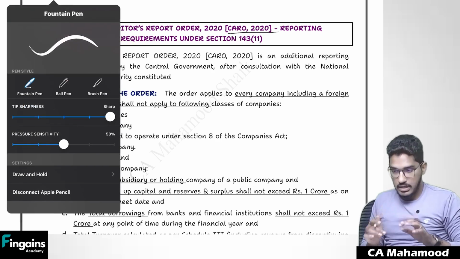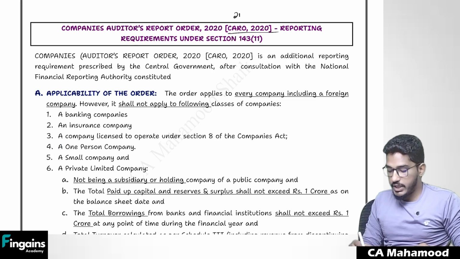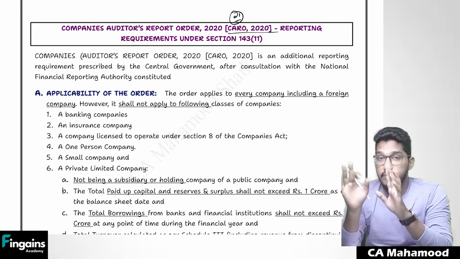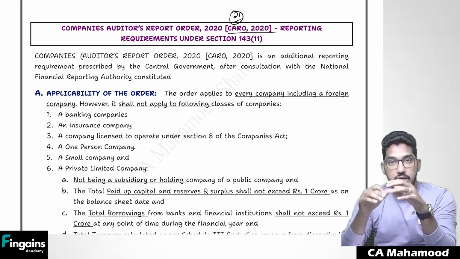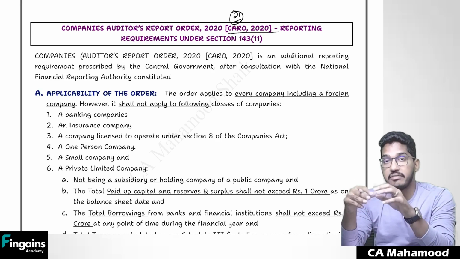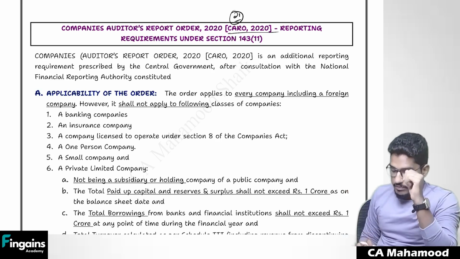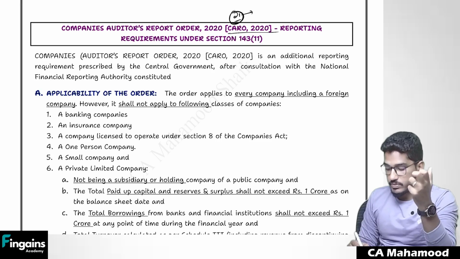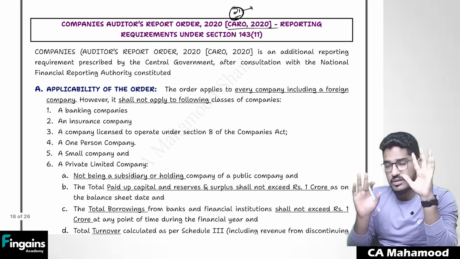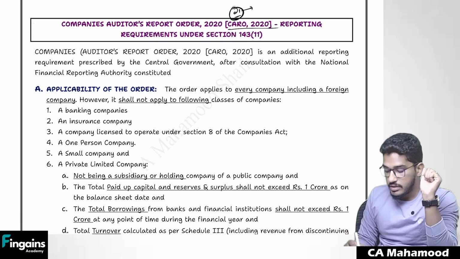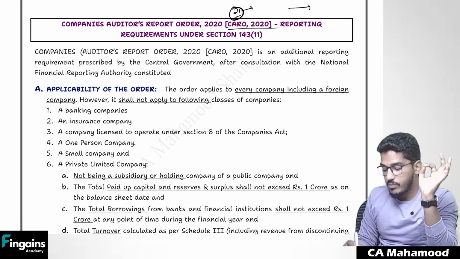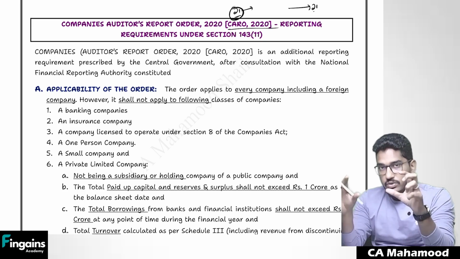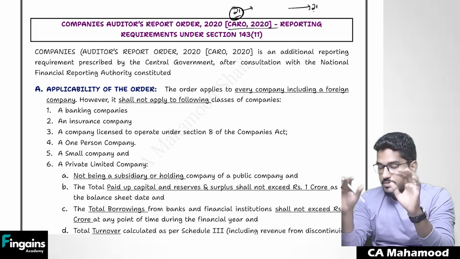Now, under this CARO, there are a total of 21 matters. Regarding 21 matters, we are required to report. So we have a total of 21 matters regarding which the auditor needs to verify and give a comment in his auditor's report. See, before we talk about what are those 21 matters which are required to be reported, first we will try to understand applicability. Sir, does the auditor of each and every company is required to report on all these 21 points? The answer is no. So generally, they have given some exemptions.